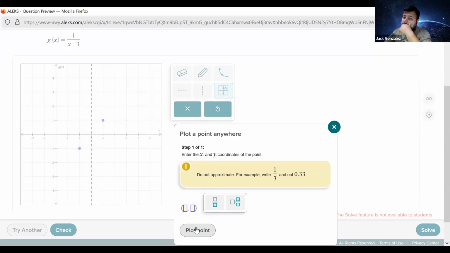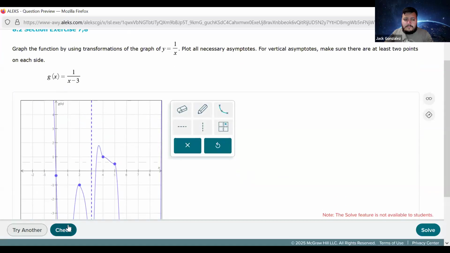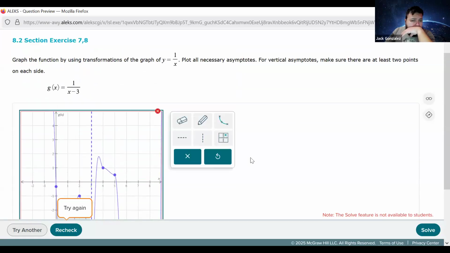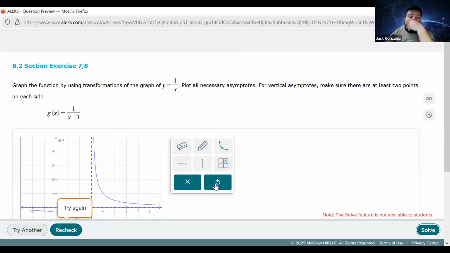If I plug in 0, you get -3, which would be -1/3. So (0, -1/3). Okay, plug in 5, I get 1/2. Looks the same, right? Let me see. I'm pretty sure that's wrong. What did I do wrong? It's supposed to look like this. Oh, I forgot. Dang it. The horizontal asymptote. My bad.